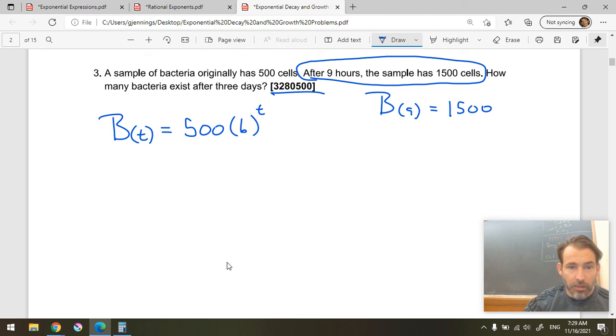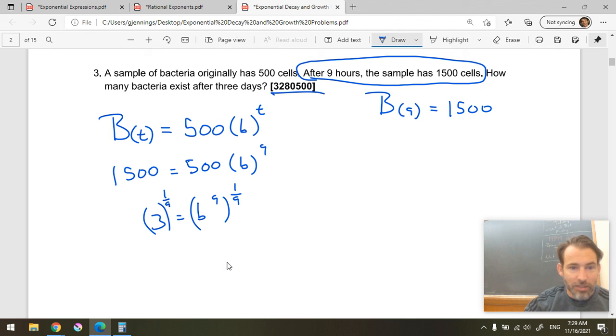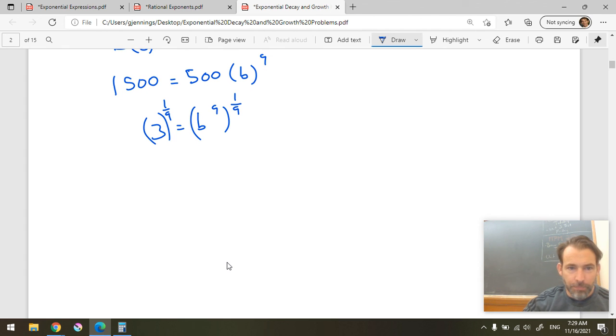Okay, so I can put that in here. 1500 equals 500 times B raised to the power 9. Okay, so now divide by 500. This tells me 3 is equal to B to the 9. We just looked at taking the 1/9 power of both sides as an inverse operation to get rid of this exponent. So this is 3 to the 1 over 9 equals B. So there it is.